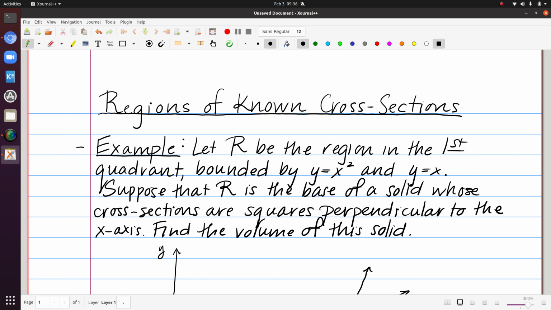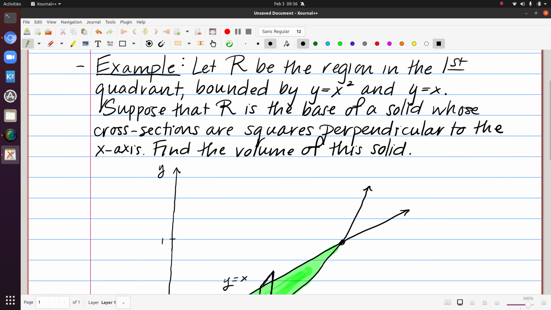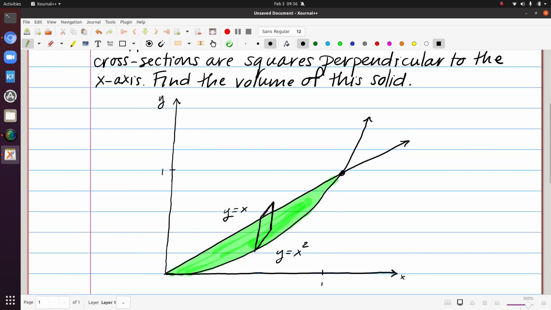And we're going to assume that this region R is the base of a solid whose cross-sections are squares perpendicular to the x-axis. Let's find the volume of the solid. To begin with, sometimes these are a little bit harder to visualize in terms of what that three-dimensional solid would look like. What's most important though is that you have an idea of the base region and the shape of the cross sections.